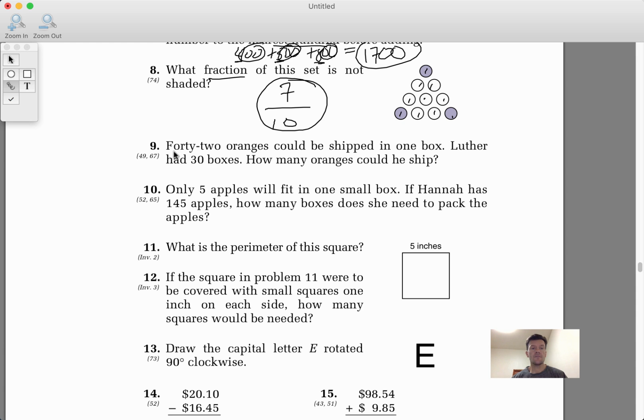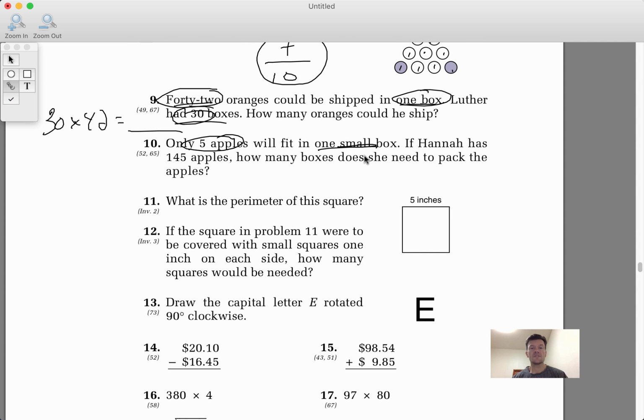Okay, 42 oranges could be shipped in one box. Luther had 30 boxes. How many oranges could be shipped? If you put 42 oranges in one box and you have 30 boxes, hopefully you realize that you're going to multiply those two numbers to find out the total number of oranges.